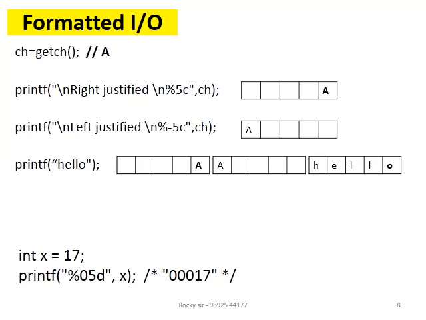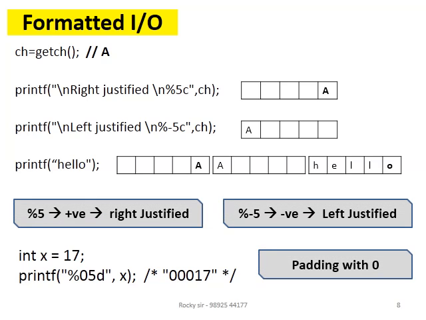When I print hello, I see a first on the right side because of the first printf statement, then I see a on the left because of the next printf statement, and then I see hello on the extreme right hand side. So we memorize this. If it's a positive number, it's right justified. If it's a negative number, it's left justified.